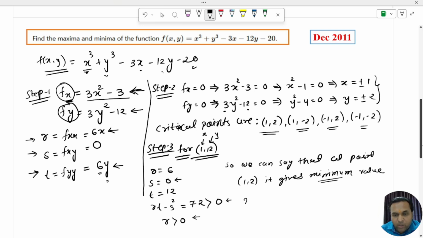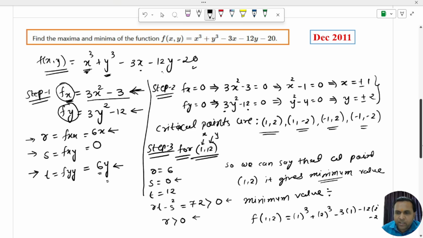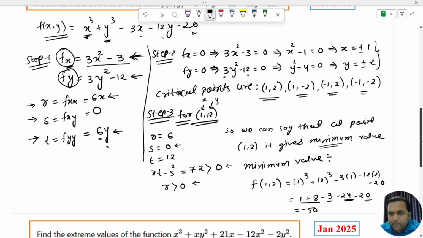And if you want to find the minimum value, in that case you have to substitute this value in the given function. This means in place of x you substitute 1 and in place of y you substitute 2. So here we can say 1 cube plus 2 cube minus 3 into 1 minus 12 into 2 minus 20. That is clear or not? Okay, done. So just follow these steps. Similarly, you have to check for each and every point.